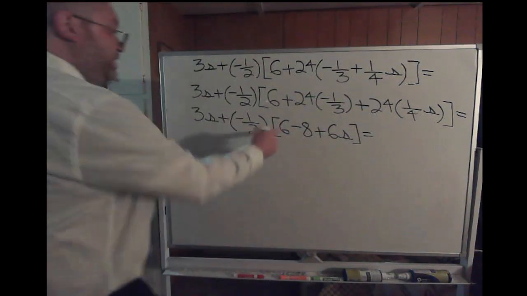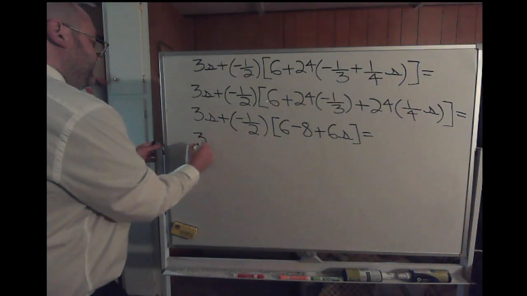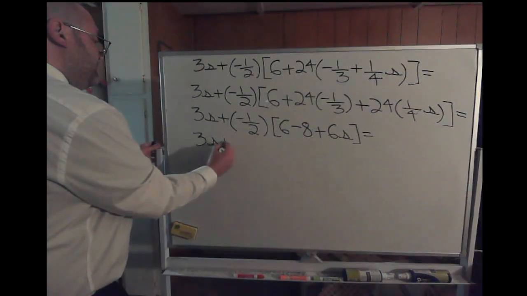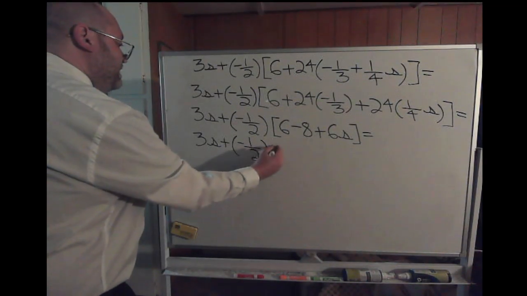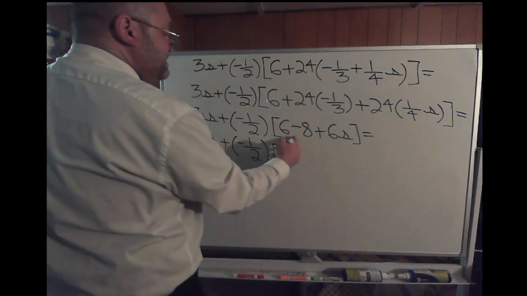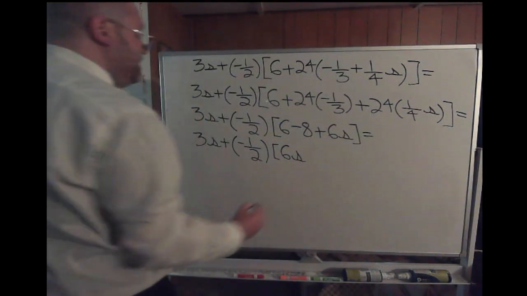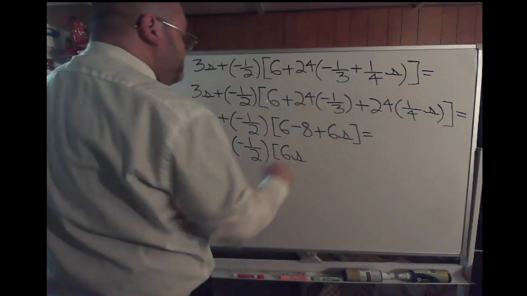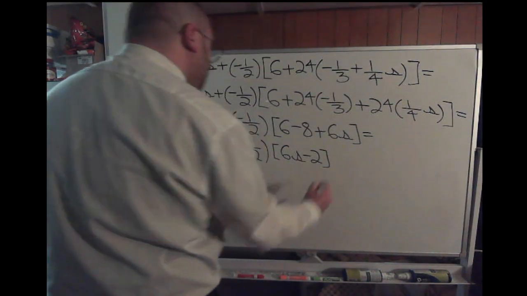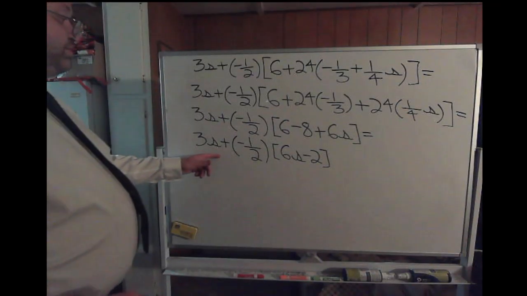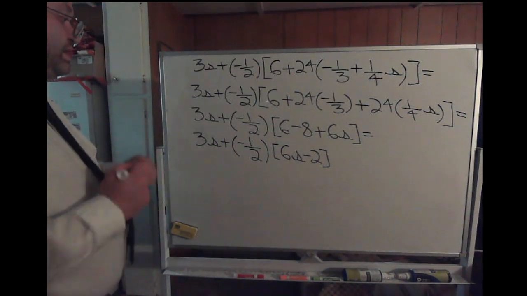Alright, let's continue working inside the bracket one more time. You'll end up having 3s plus -1/2. Now, what's inside the bracket? We can simplify. You got 6s, of course, which will end up being on its own. But you have 6 minus 8, which is -2. So you'll have 6s minus 2. So now you've been reduced to 3s plus -1/2 times the quantity of 6s minus 2.